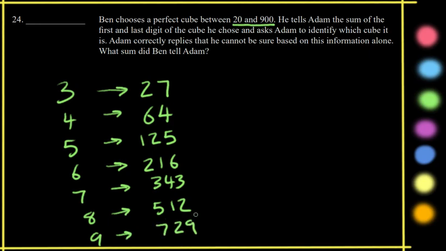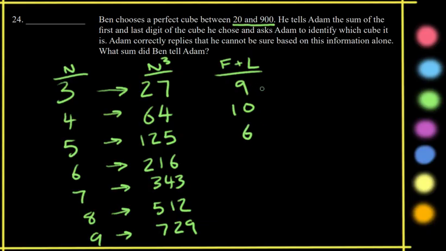Okay, so now what we're looking for is 2 cubes that have the same sum. So this is going to be the number here, this is going to be the number cubed, and this is going to be the first digit plus the last digit of the cube. Alright, so that's 2 plus 7 is 9, 6 plus 4 is 10, 1 plus 5 is 6. And what we're looking for is 2 that are the same. Once we see 2 that are the same, we know that that's the sum we're looking for.